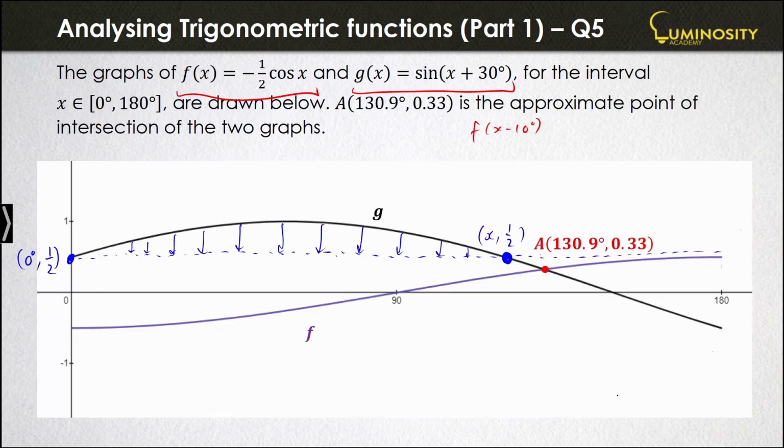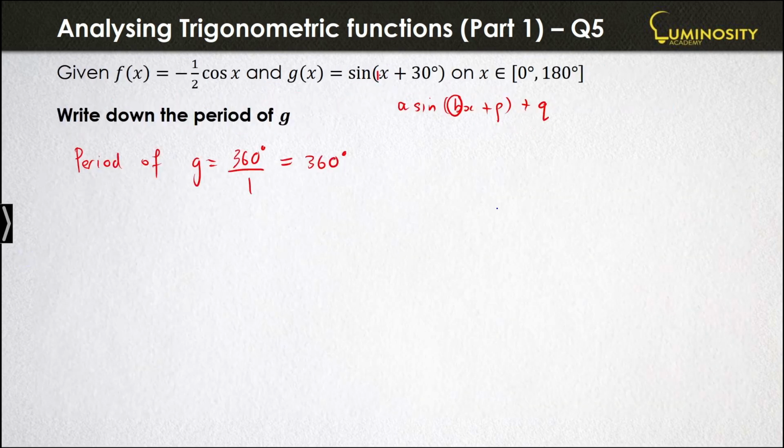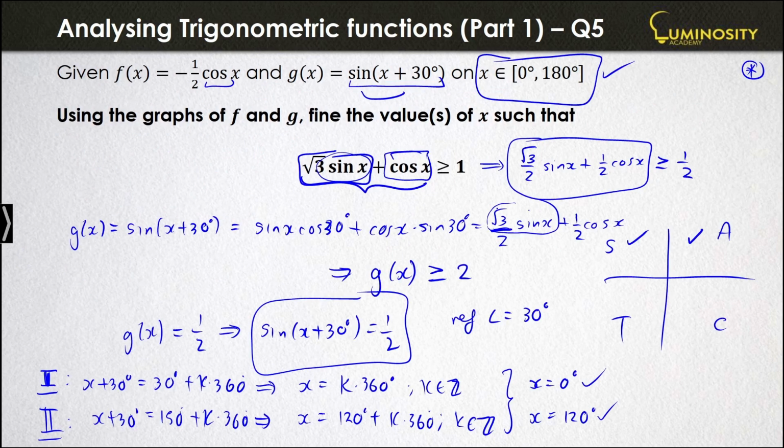Okay, so let's go back here. So this x value is 120 degrees. So therefore the solution is g of x is greater than or equal to a half if and only if x is between 0 degrees and 120 degrees inclusive.